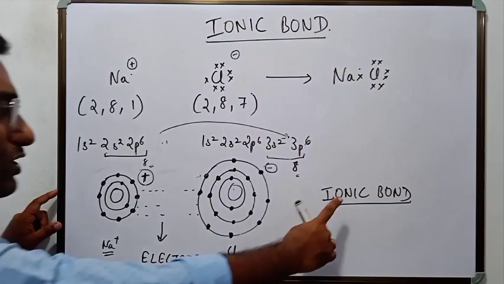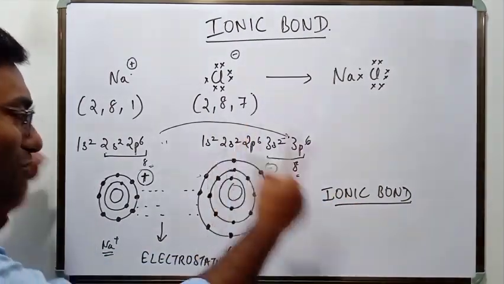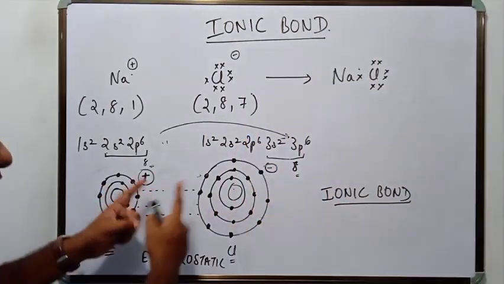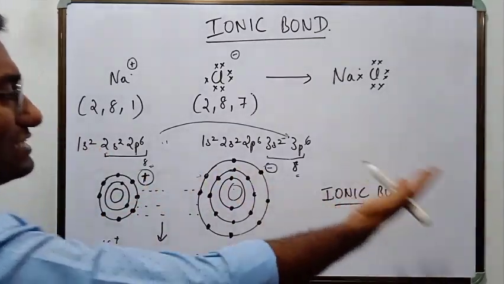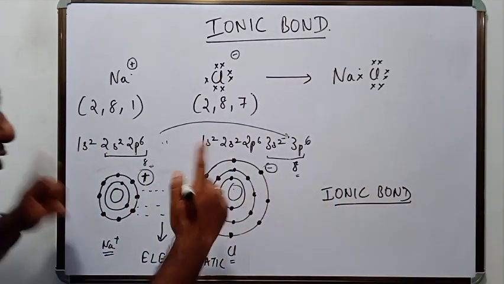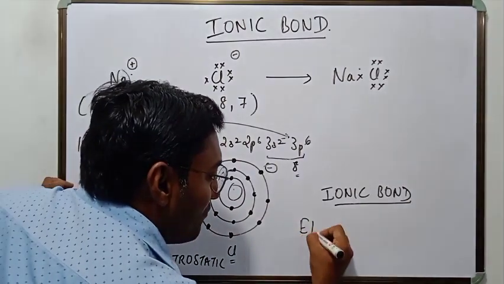And why do we call it ionic bond? Because this force of attraction exists between ion pairs. So that is why that force of attraction is called an ionic bond. It is also called an electrovalent bond.